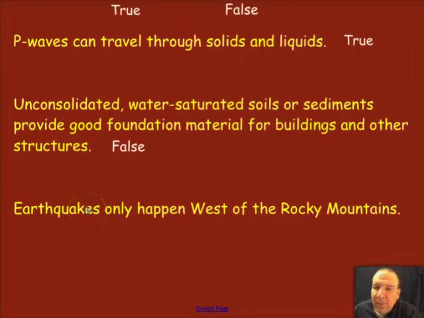Earthquakes only happen west of the mountains. No, no, no. Remember we talked about this? We've actually had earthquakes in Wisconsin. And they've been having some in Oklahoma too. But if you remember, about a year and a half ago, there was one in Washington, D.C., a big earthquake centered out there on the East Coast somewhere.